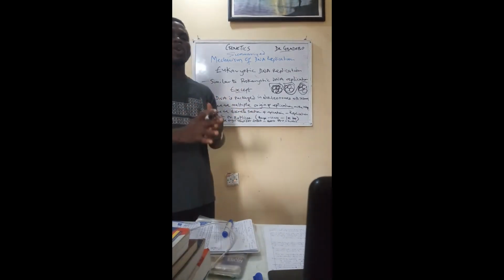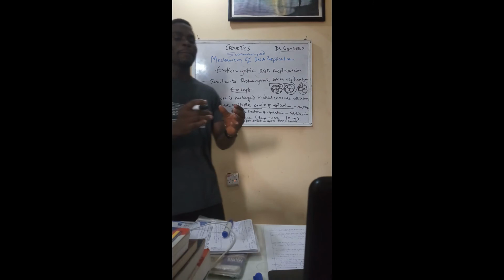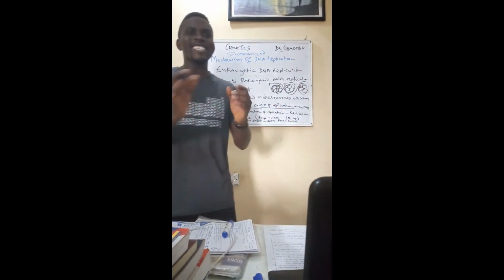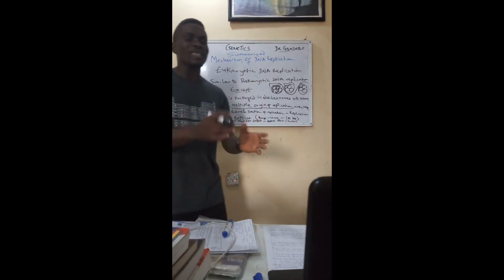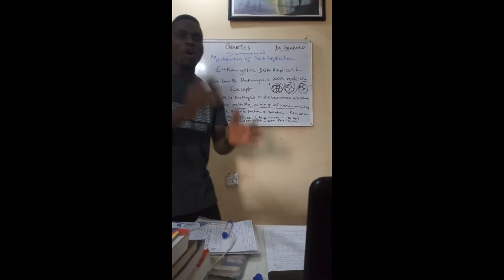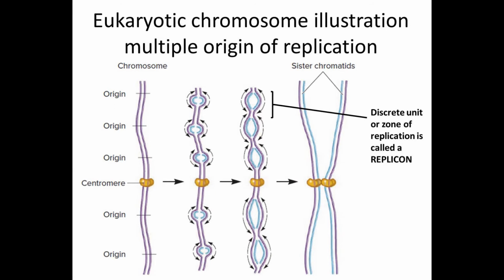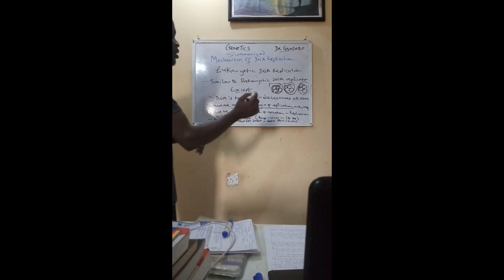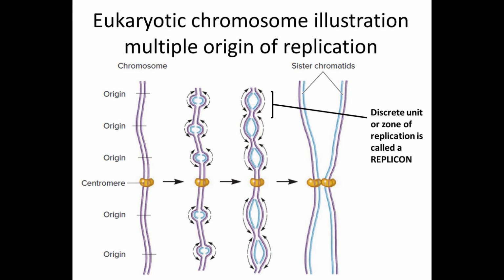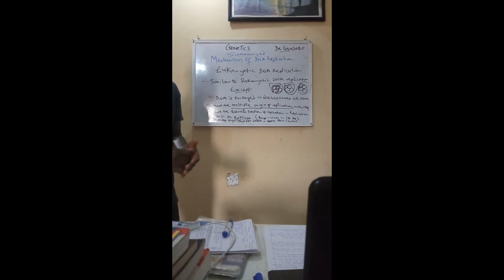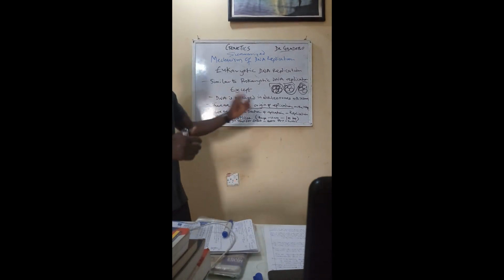Also, because of this multiple origin of replication that you find in eukaryotes, you also find what we call discrete zones on a chromosome that can be replicated simultaneously or at different times. These discrete zones on a chromosome that can be replicated are usually called replicons or replication units. It is because of these discrete zones, or replicons, that the DNA of eukaryotes has multiple origins of replication.